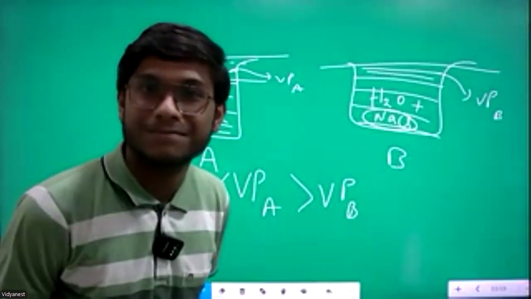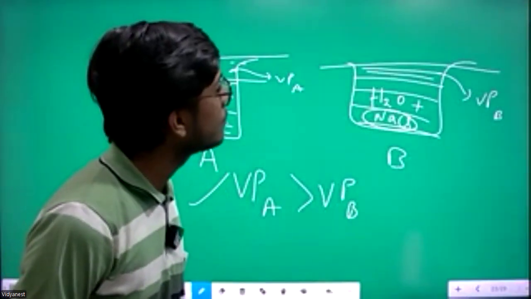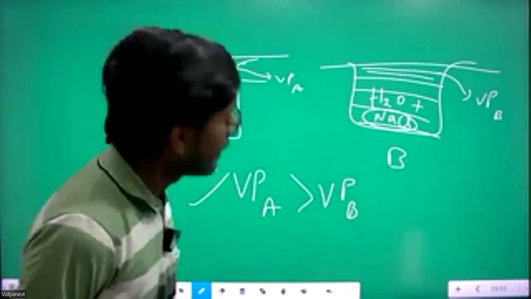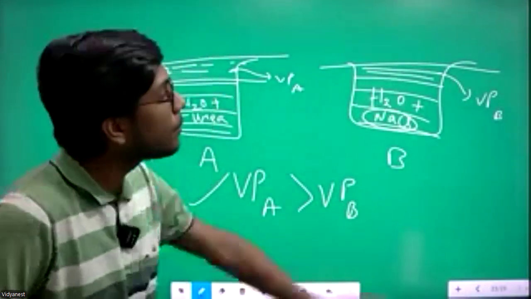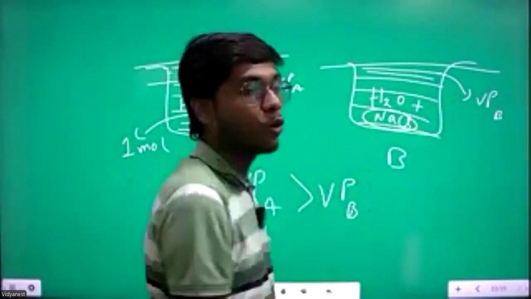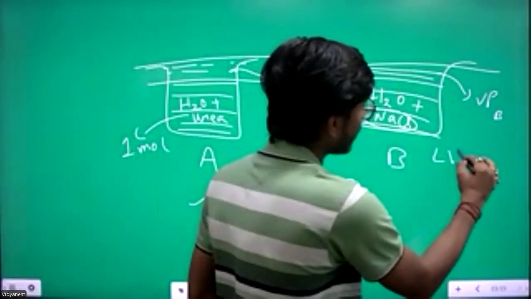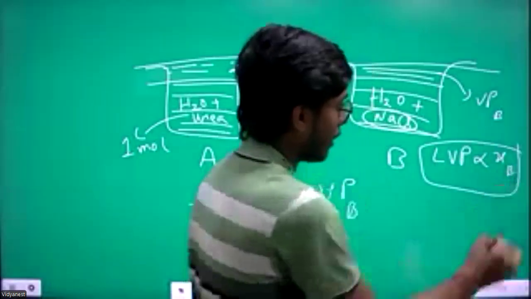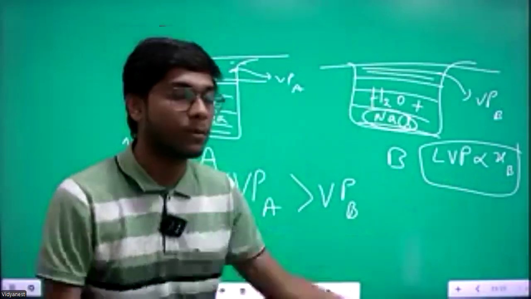NaCl dissociates into Na plus and Cl minus ions, which increases the number of solute particles. By increasing the number of solute particles, the vapor pressure lowers more, because the lowering in vapor pressure is directly proportional to XB, the mole fraction of the solute, right? Raoult's law. That's what I was talking about.